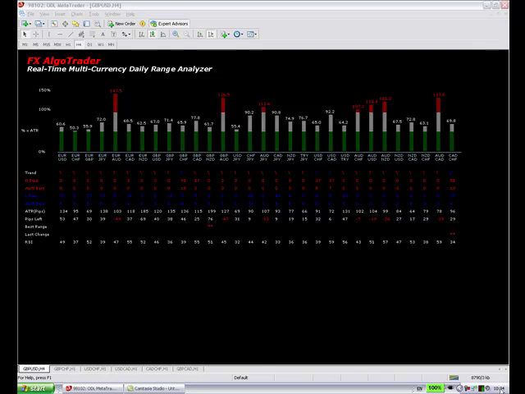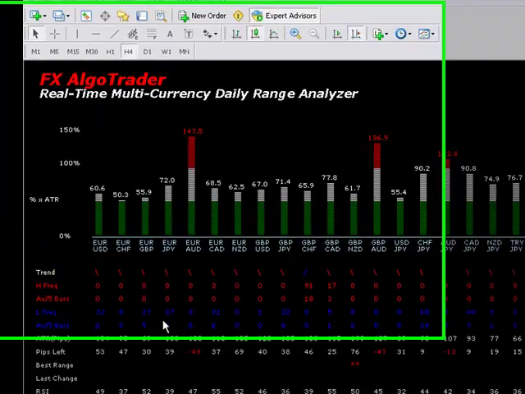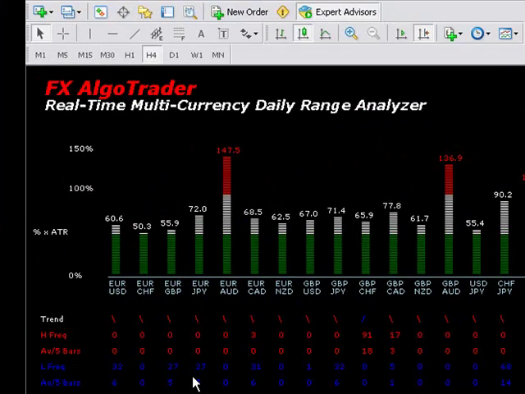Today's date is the 6th of May. Time is 10:34 GMT, by the way. So what we can see here is the range analyzer looking at the market on a macro level. We can see there are 32 pairs displayed on this chart.